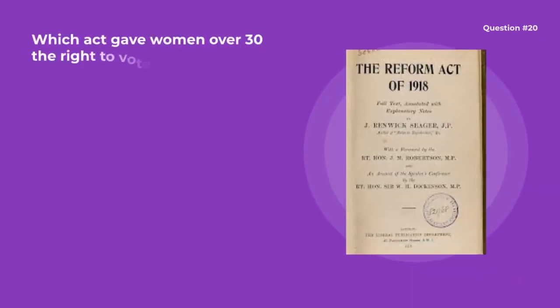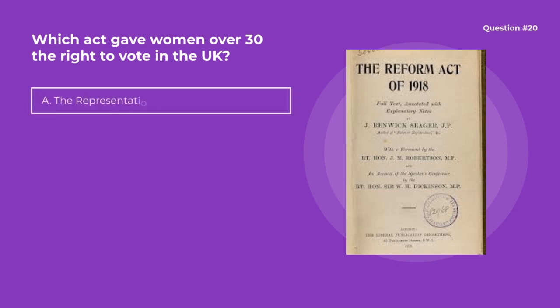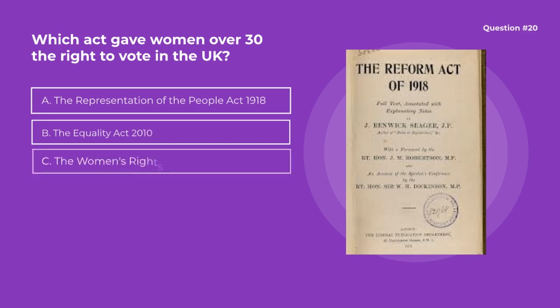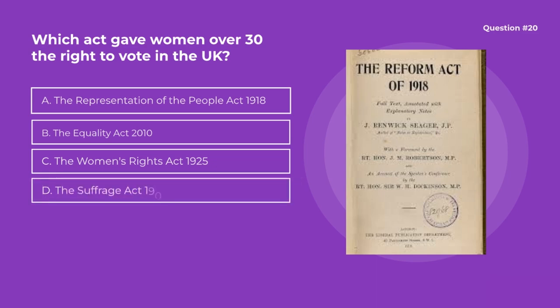Question number 20. Which Act gave women over 30 the right to vote in the UK? Options are A. The Representation of the People Act, 1918, B. The Equality Act, 2010, C. The Women's Rights Act, 1925, D. The Suffrage Act, 1903. The correct option is A. The Representation of the People Act, 1918. This act granted voting rights to women over 30 in the UK for the first time.